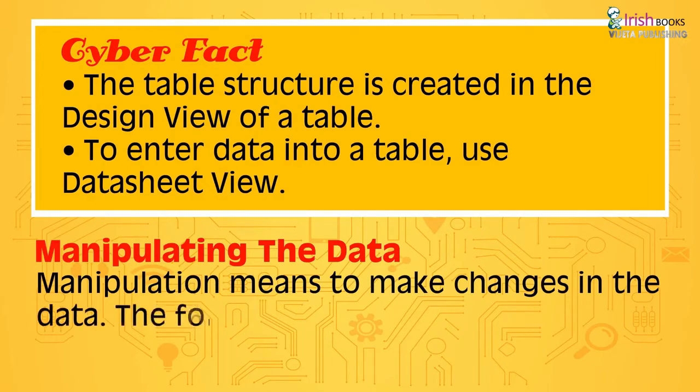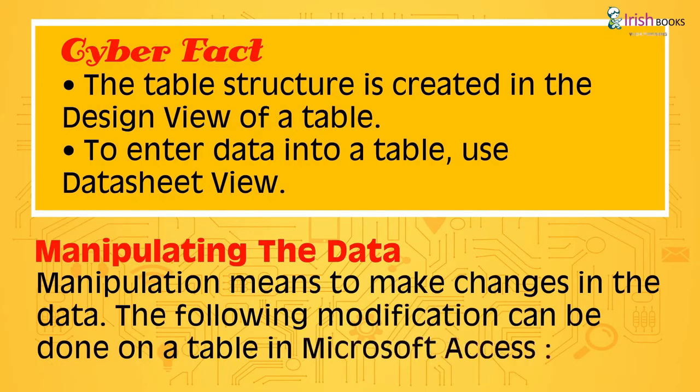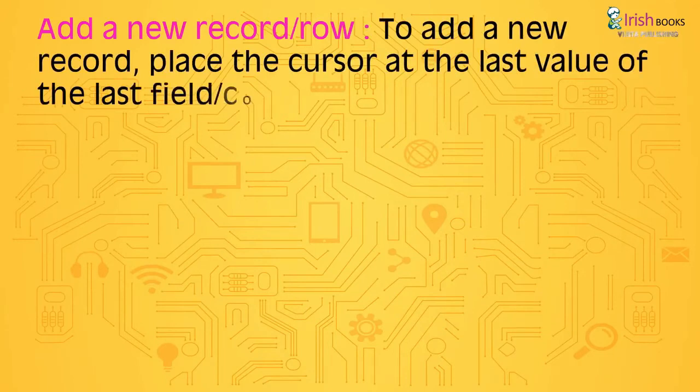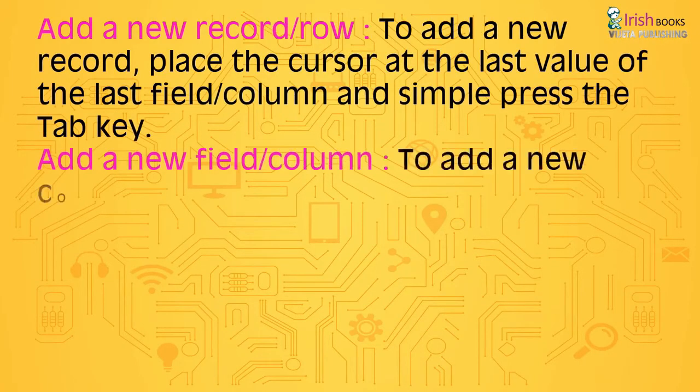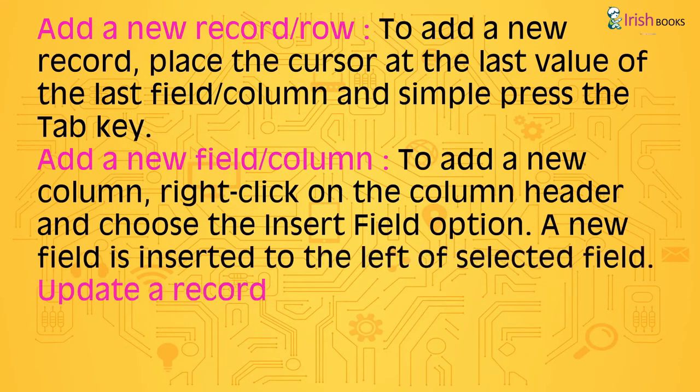Manipulating the data. Manipulation means to make changes in the data. The following modifications can be done on a table in Microsoft Access. Add a new record row. To add a new record, place the cursor at the last value of the last field column and simply press the tab key.